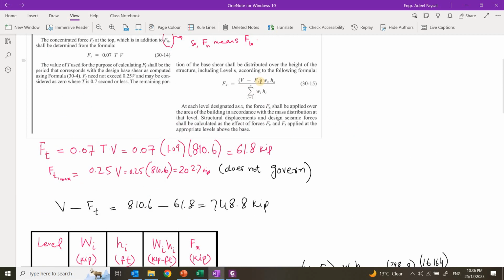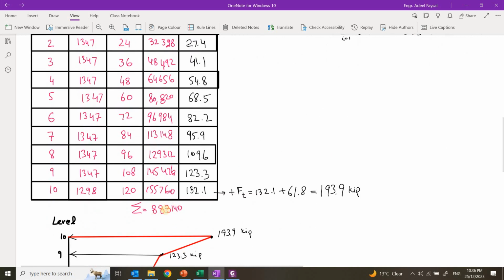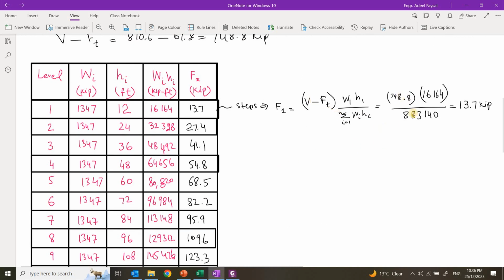W1H1, generally the formula is WxHx. So for the first level it is W1H1, and then this is the thing you have already calculated. These two things will be constant every time you go down the table, but this thing will have to be picked for each level. Okay, so 13.7 kip is calculated in this way.